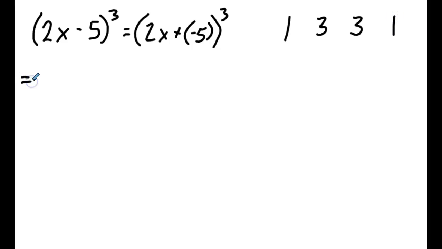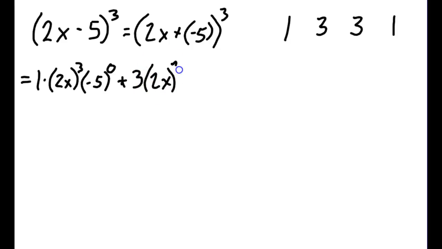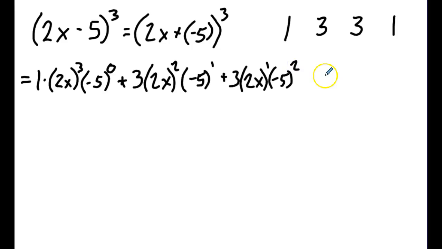Go through the same process we went through last time. 1 times 2x quantity cubed times -5 to the 0 power, plus 3 times 2x to the second power times -5 to the first power, plus 3 times 2x to the first power times -5 to the second power, and then the last one, plus 1 times 2x to the 0 power times -5 to the third power.